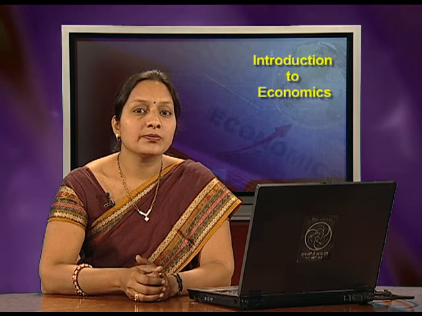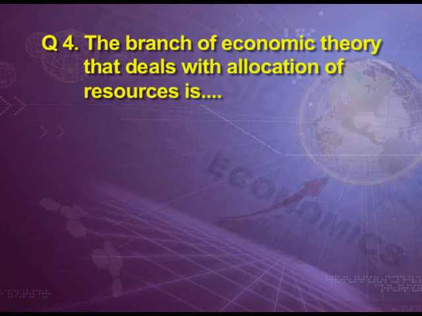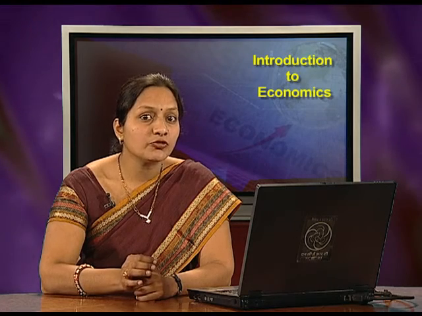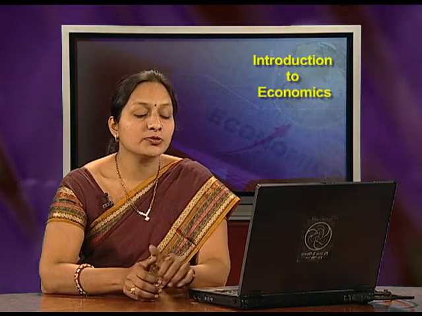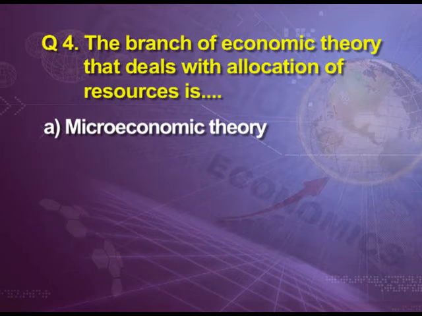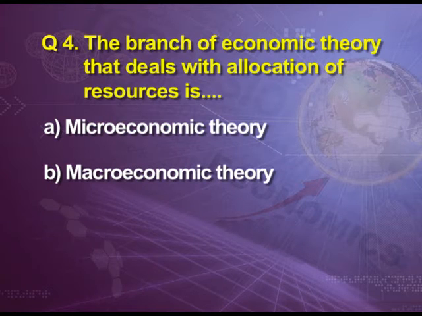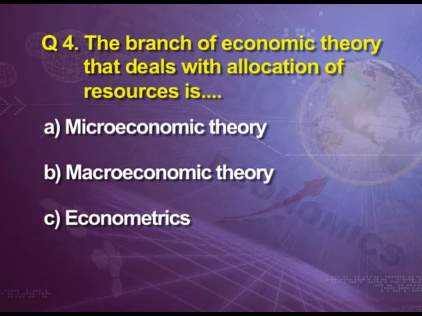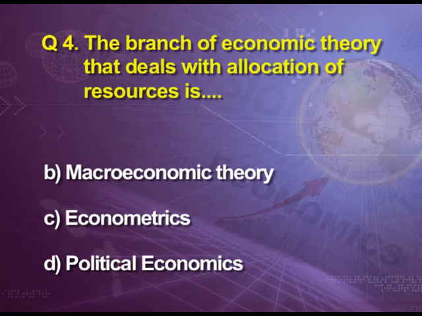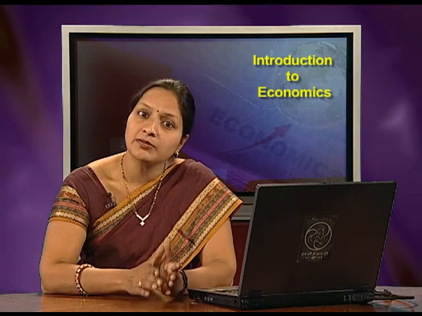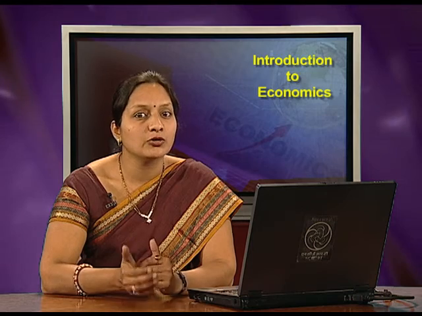Next question is, which is the branch of economic theory that deals with allocation of resources? Remember, the branch of economic theory that deals with allocation of resources. Your first option is microeconomic theory, second is macroeconomic theory, third is econometrics, and fourth is political economics. So, it is microeconomics, because as we know, microeconomics is that branch of economics which deals with allocation of resources.